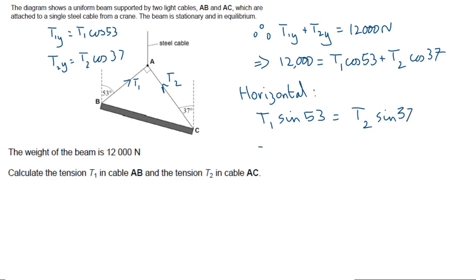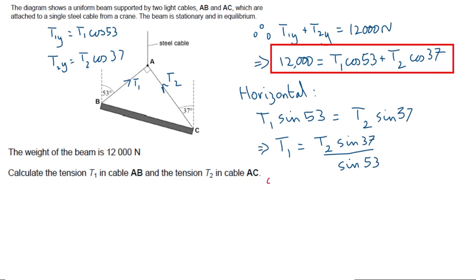Now we can use this formula to substitute back into the first one. We could say that T1 is equal to T2 sine 37 over sine 53. And of course you could make T2 the subject of this equation. It doesn't really matter. Now we're going to take the equation that's in the red box and substitute in for T1 with the new equation that we've just worked out.